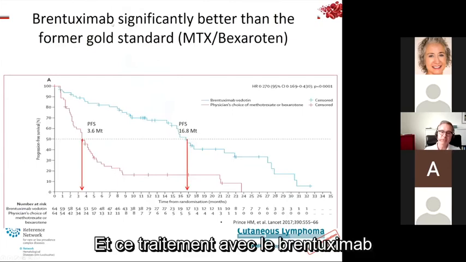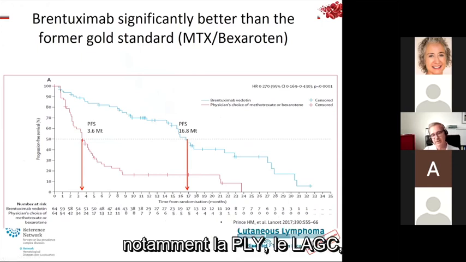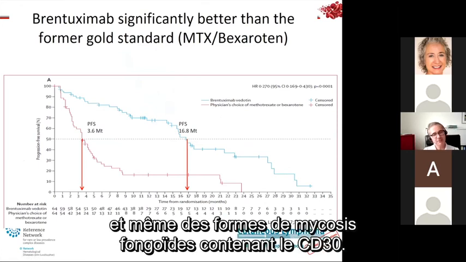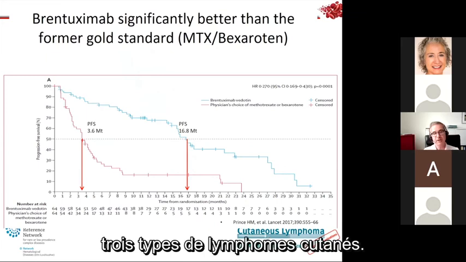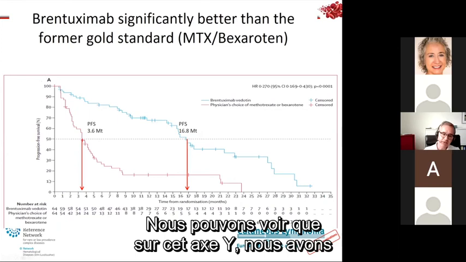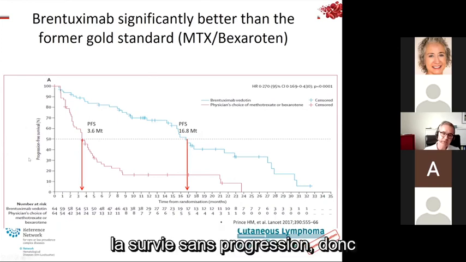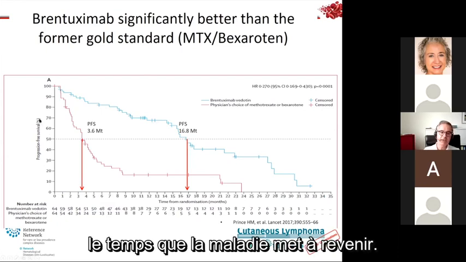And this treatment with the brentuximab helps us in the treatment of all CD30 positive cancers, which are mainly LYP and ALCL, but also some forms of mycosis fungoides may have CD30. So at least 3 types of cutaneous lymphoma can be treated with this antibody. And we see that on the y-axis, we have the so-called progression-free survival. That means how long does it take until the disease comes back?